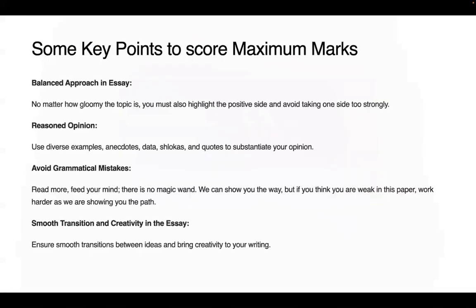Okay. Some key points that you need to keep in mind if you want to score good marks in essays: balanced approach. No matter how gloomy the topic is, you must highlight the positive side and avoid taking one side too strongly or showing too much bias. If you are a girl, that's good, but you should not show a lot of bias in favor of women while writing any essay related to women. You have to be balanced. Second is reasoned opinion. Use diverse examples, anecdotes, data, quotes to substantiate your opinion. Without it, you will not get good marks.